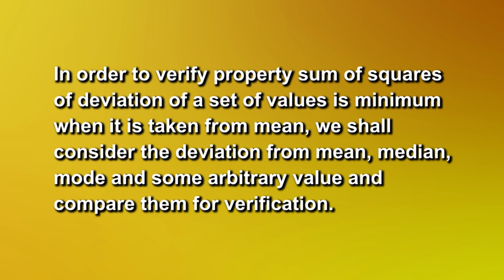In order to verify the property that the sum of squares of deviations of a set of values is minimum when taken from the mean, we shall consider the deviations from the mean, median, mode and some arbitrary value and compare them for verification. First, we shall consider the sum of squares of deviation of a set of values from the mean.